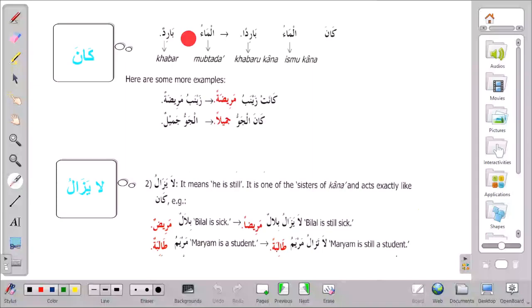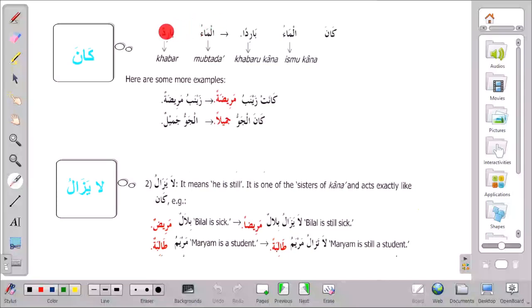So if I want to say this man is rich, I'll say هَذَا الرَّجُلُ غَنِيٌّ. This man is rich. But if I want to say this man was rich, كَانَ هَذَا الرَّجُلُ غَنِيًّا, was rich. I hope that is clear. كَانَ هَذَا الرَّجُلُ is marfu, غَنِيًّا is mansub. I hope that is clear. Okay, so that's what we have here.